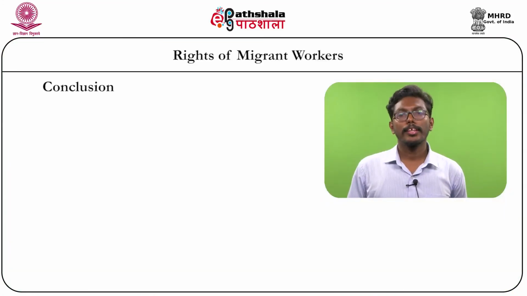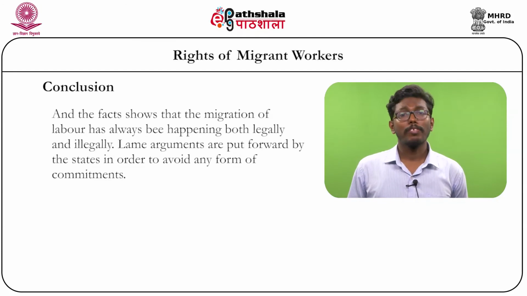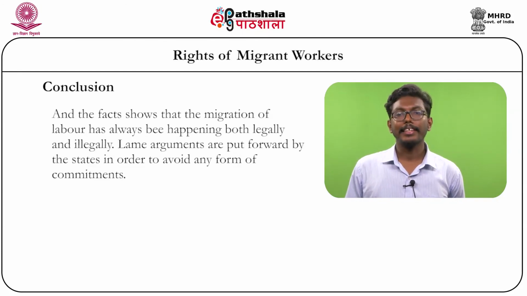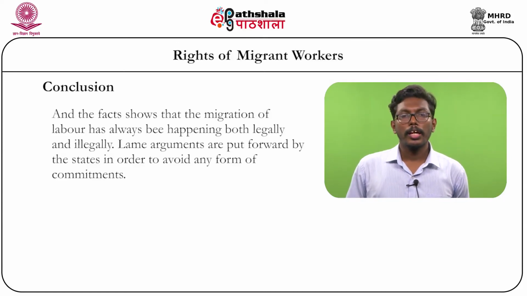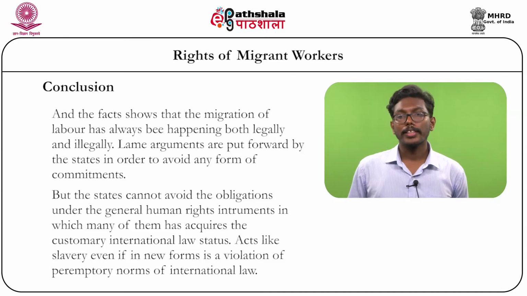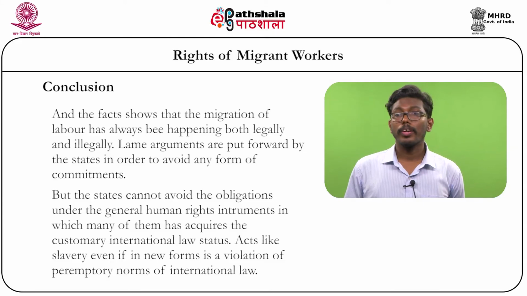And the fact shows that the migration of labor has always been happening, both legally and illegally. Lame arguments are put forward by the states in order to avoid any form of commitments. But the states cannot avoid the obligations under the general human rights instruments, many of which have acquired customary international law status. Acts like slavery, even in new forms, are a violation of peremptory norms of international law.